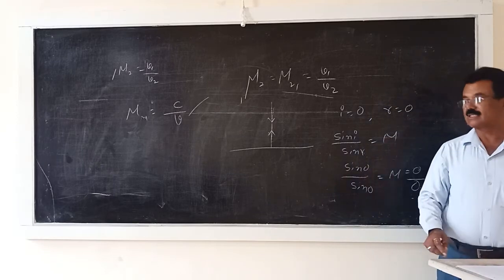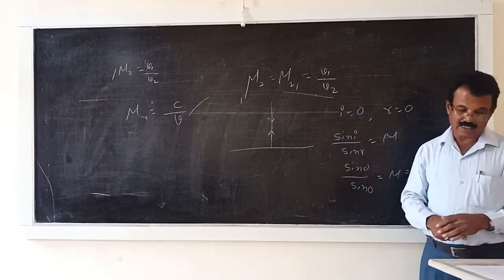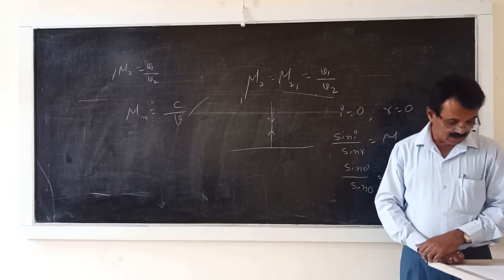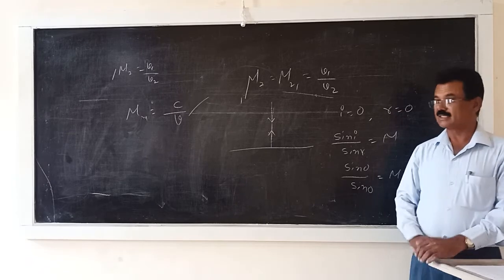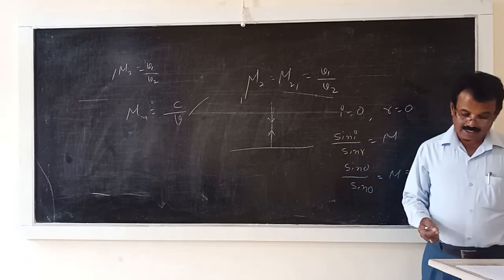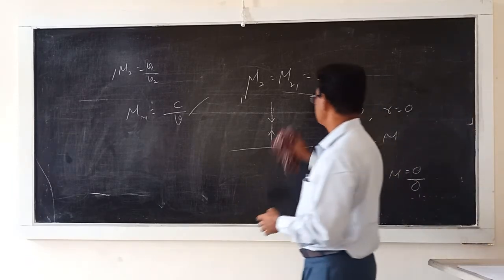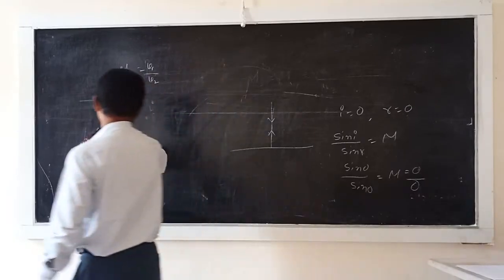So the limitations of Snell's law: it is not applicable for normal incidence, and it is not applicable when the angle of incidence is greater than the critical angle.